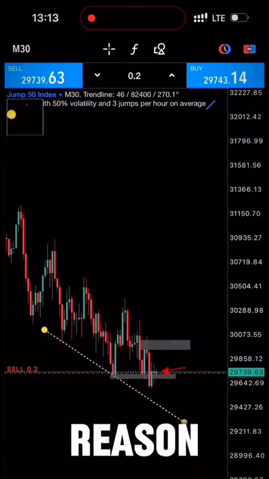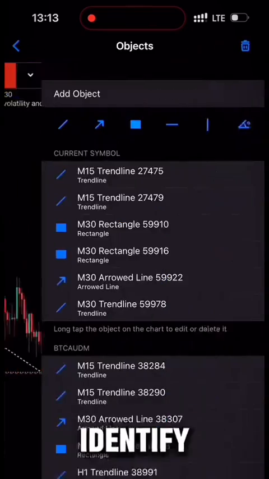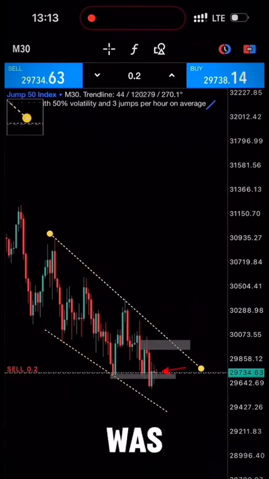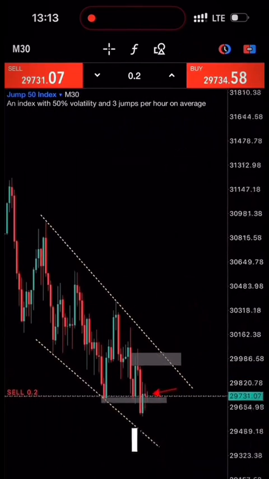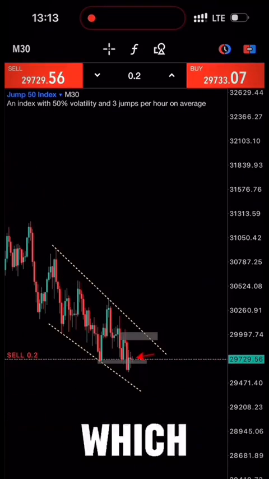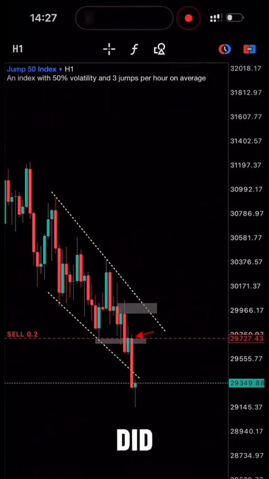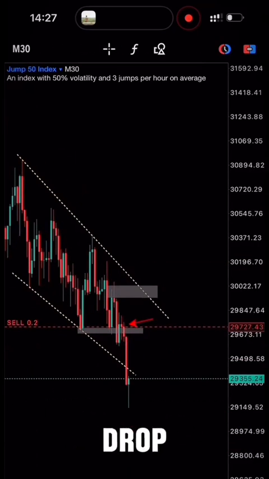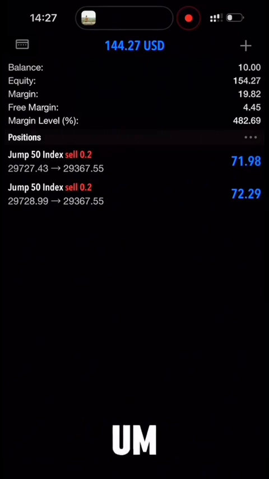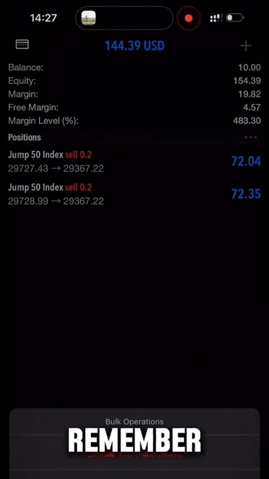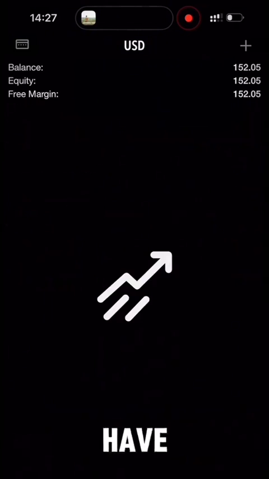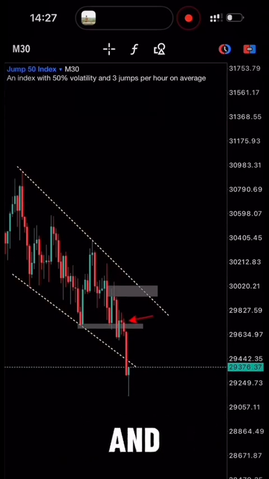This was not the only reason. I drew trend lines to identify what type of channel I was getting the trade into, and I finally spotted that this was a downtrend, which means getting the buys will not be that easy, but the sells, yeah. Then I waited, and after some time it did drop. All right, it did drop, and then right here it's making a pullback. But anyway, raising the account is what we need, right, on full margin. Remember, on full margin, risking everything we have in order to raise this account as fast as possible, and today.